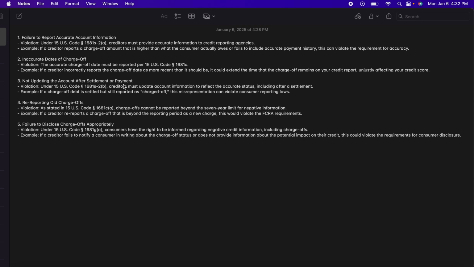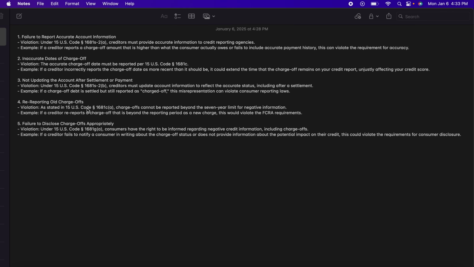Not updating the account after settlement or payment. So if you settled the account or you actually paid this account and it was never a collection, violation 15 USC 1681s-2(b). Creditors must update account information to reflect the accurate status, including after a settlement. So example, if a charge-off debt is settled but still reported as charged off, this misrepresentation can violate consumer reporting laws, which is this one, 15 USC 1681s-2(b). So yeah, it should be updated as settled.